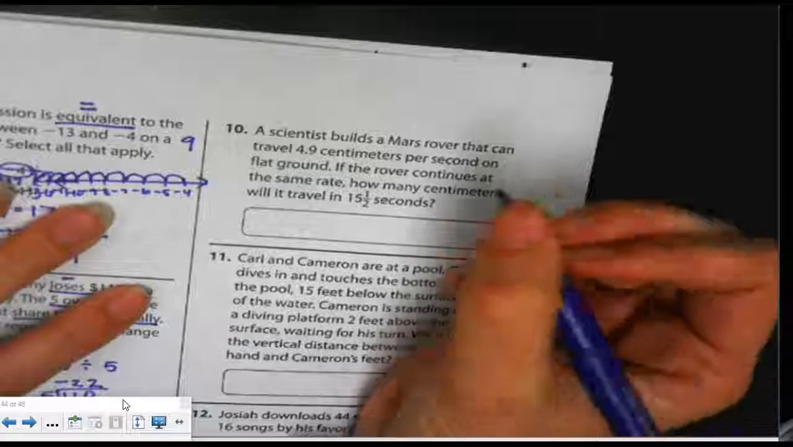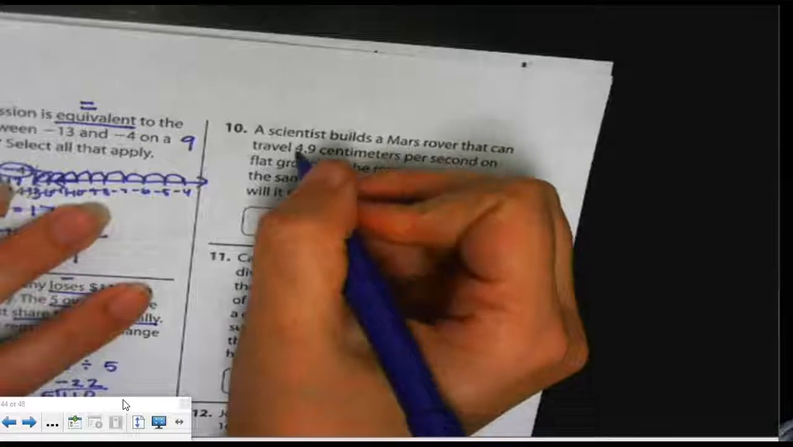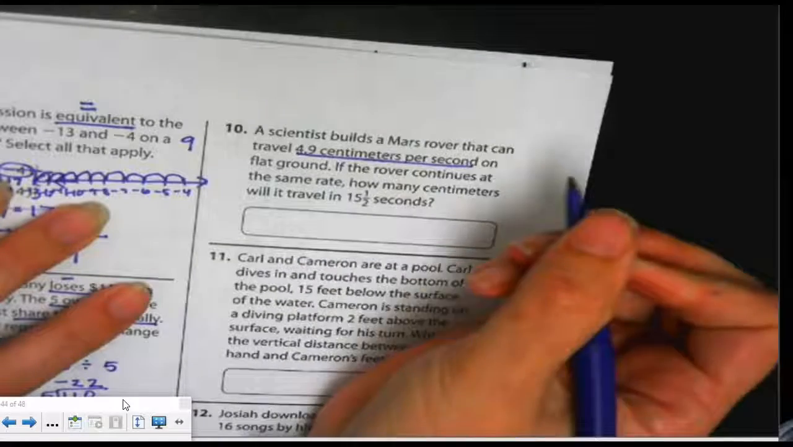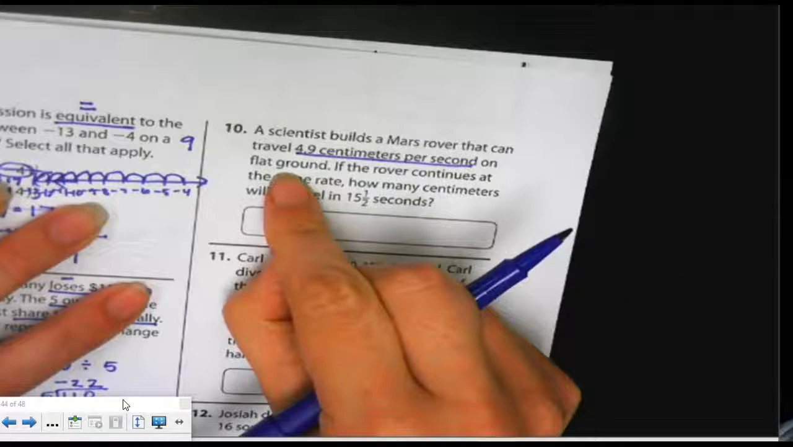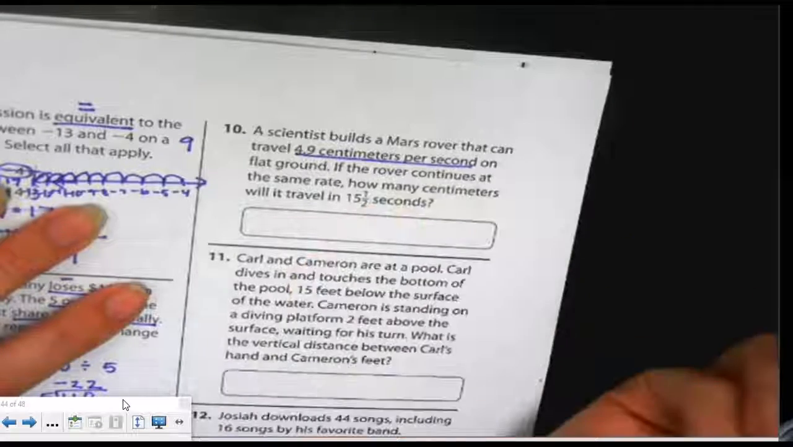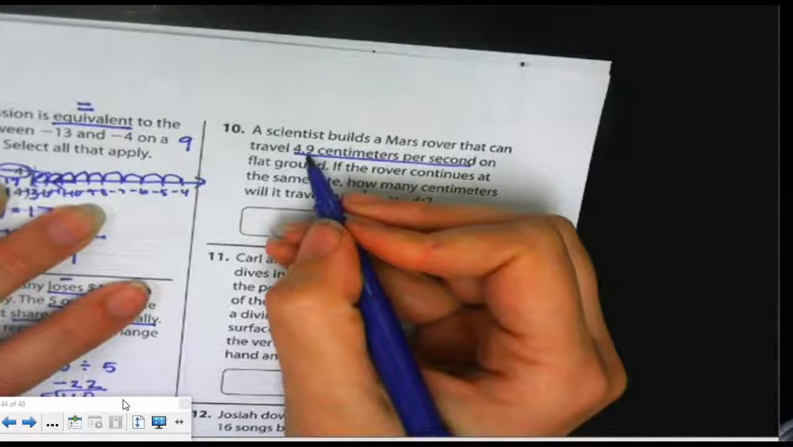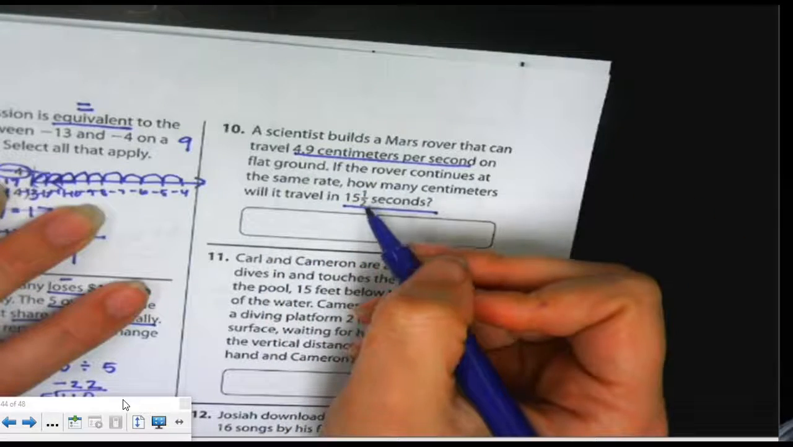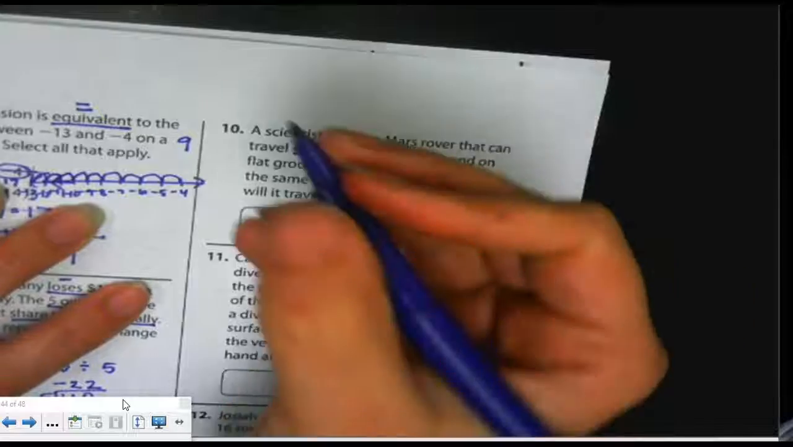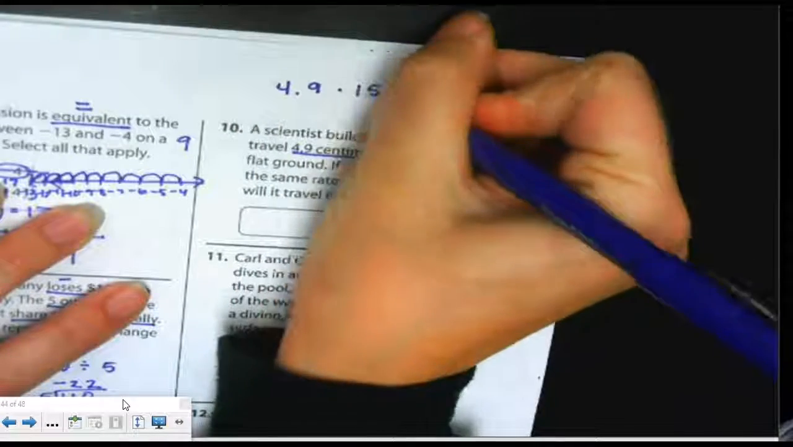For number 10, it says a scientist built a Mars rover that can travel 4.9 centimeters per second on flat ground. If the rover continues at the same rate, how many centimeters will it travel in 15.5 seconds? So if this is 4.9 per 1 second and this is 15.5 seconds, I would multiply. So I'm going to do 4.9 times 15.5.